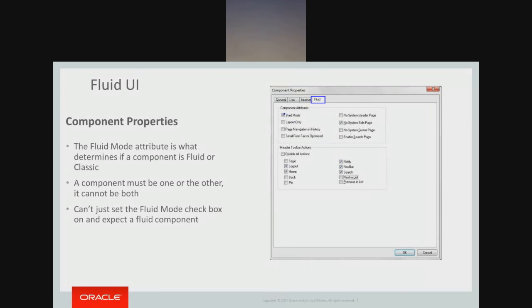And then within Fluid, you notice that there's a checkbox here for Fluid mode. Okay, so I guess if you just go into a component and check Fluid, you now have a Fluid page, right? Now, we wish it was that easy. Unfortunately, that Fluid could be either on or off, but you can't take an existing page and just check the checkbox and make it Fluid. The reason behind that is there's a lot of technology behind the scenes using cascading style sheets, HTML5, in order to be able to render things the way they need to.